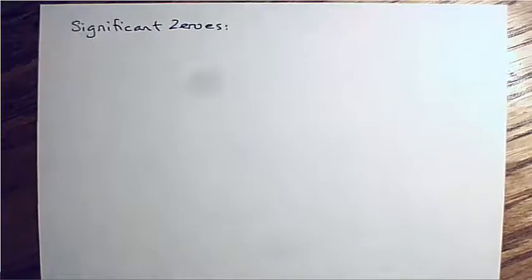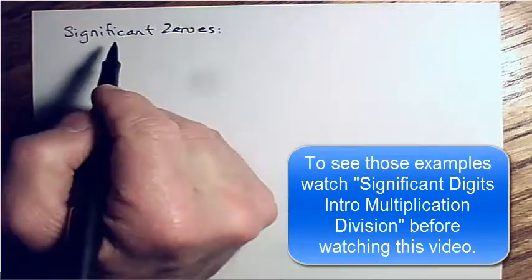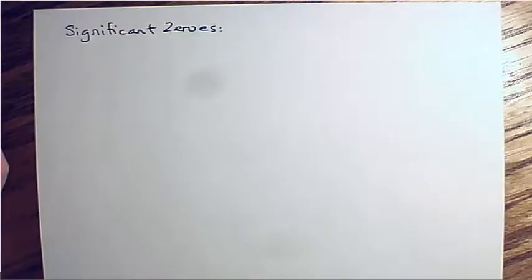Significant zeros. Some zeros are significant and some are not. I've already given you a couple of examples where one number had a zero that wasn't significant and some other numbers had zeros that were significant. So how do you know the difference? Well, first of all, let's talk about the kind of numbers to which the significant digit rules apply.